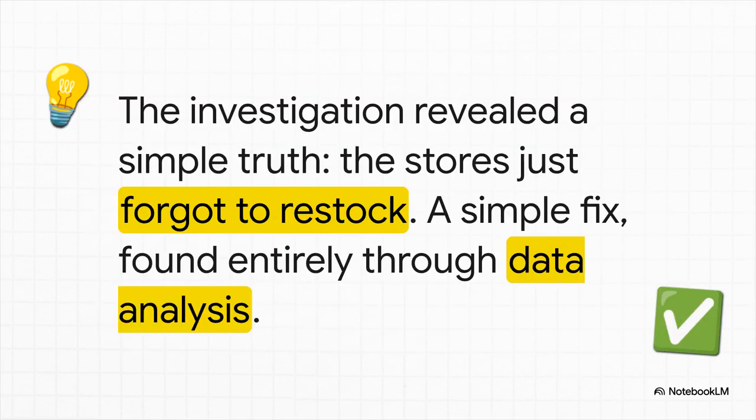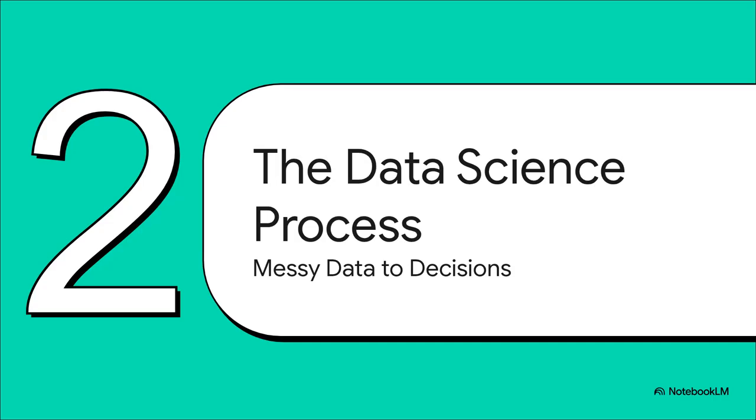So what did the big investigation turn up? What was the secret? Was it some complex marketing problem, a weird local taste preference? Nope. The answer was incredibly simple. The 2 stores had just forgotten to put the cookies back on the shelves. That's it. A simple human error that was costing them money. An error found and fixed, all thanks to someone digging into the data. That cookie story is a perfect, bite-sized example of what data science is all about.